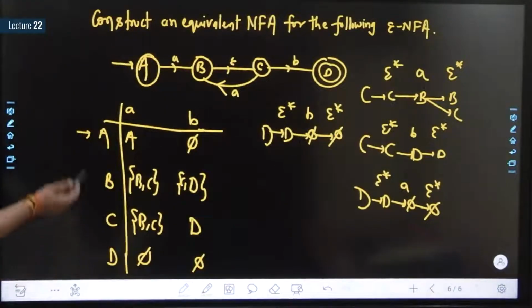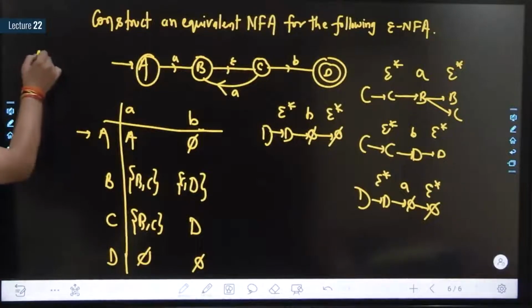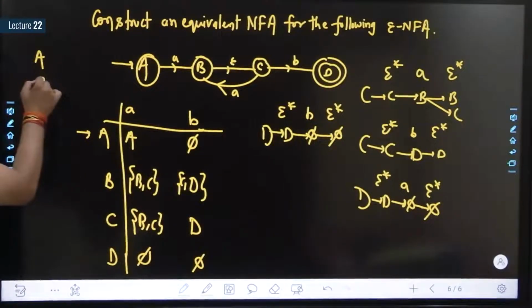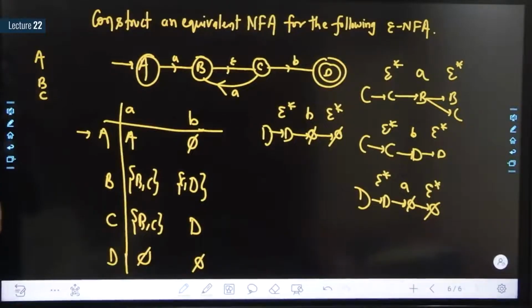What are the final states? What is the epsilon closure of A? Only A. What is the epsilon closure of B? B, C. What is the epsilon closure of C? C only. Clear? Then this is the only final state. Clear?